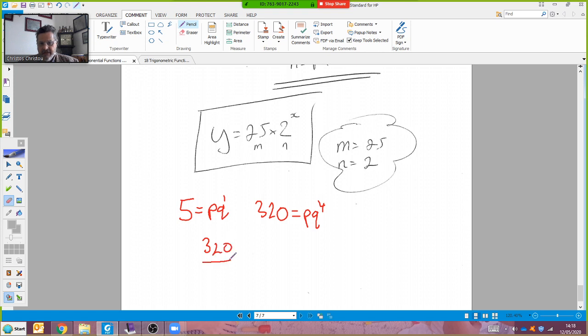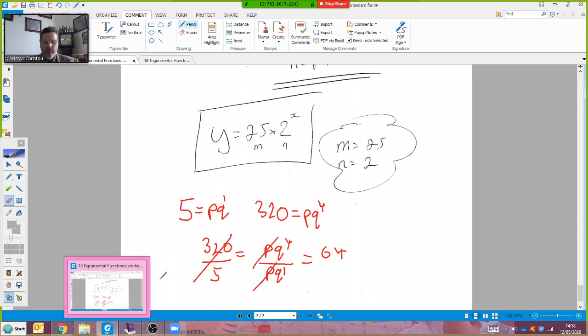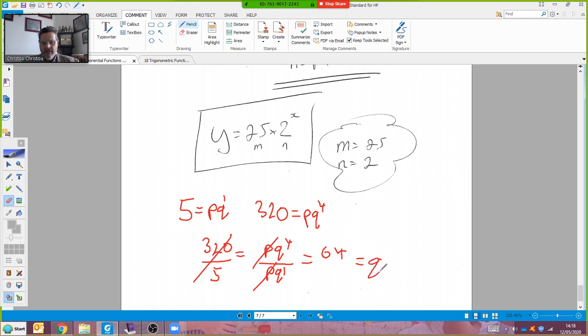320 divided by 5 is exactly the same as writing p times q to the power of 4 divided by p times q to the power of 1. Oh, right, okay. So I can maybe cancel down. This becomes 64. It does. 5 64s is 320. And look at this, the p's cancel. And what's q to the power of 4 divided by q to the power of 1? That's q to the power of 3. Oh, so q cubed is 64.